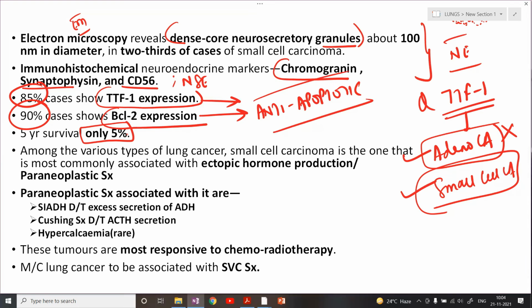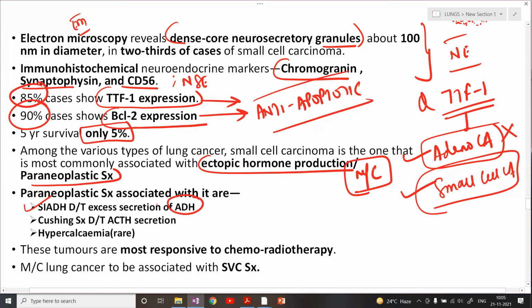Now, small cell carcinoma is the one which maximally shows ectopic hormone production or paraneoplastic syndrome. So the most common lung cancer associated with paraneoplastic syndrome or ectopic hormone production is small cell carcinoma. Which paraneoplastic syndromes are associated here? Syndrome of inappropriate ADH secretion, SIADH, because of excessive secretion of ADH from the tumor. Cushing syndrome because of excessive ACTH secretion, and hypercalcemia. But hypercalcemia is rare with small cell carcinoma.